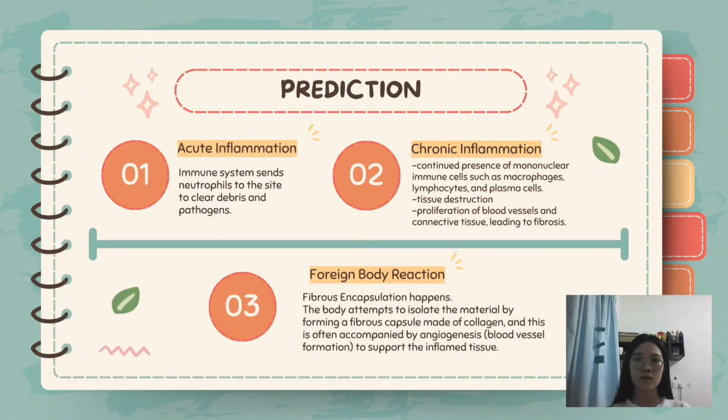This condition is characterized by the continued presence of mononuclear immune cells such as macrophage, lymphocyte, and plasma cell, along with tissue destruction and the proliferation of blood vessel and connective tissue. And lastly, fibrous encapsulation, which is where the foreign body reaction happens. The body attempts to isolate the material by forming a fibrous capsule made of collagen, and this is often accompanied by angiogenesis, which is blood vessel formation to support the inflamed tissue.